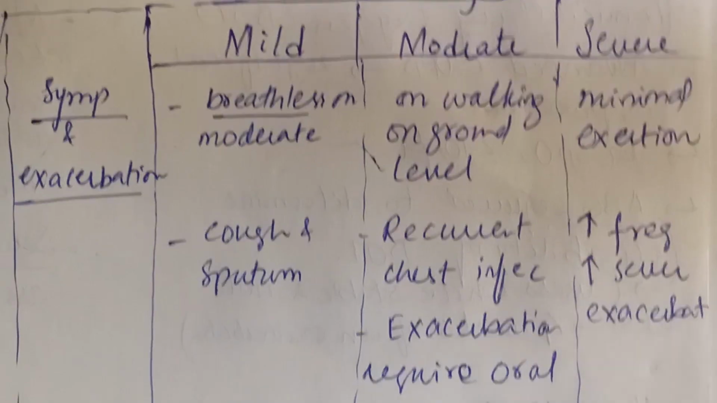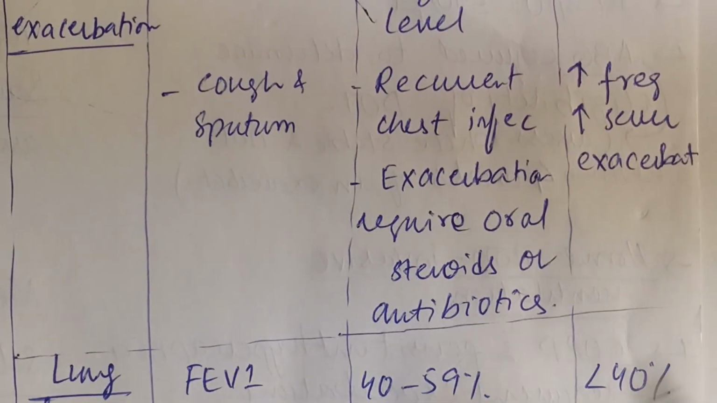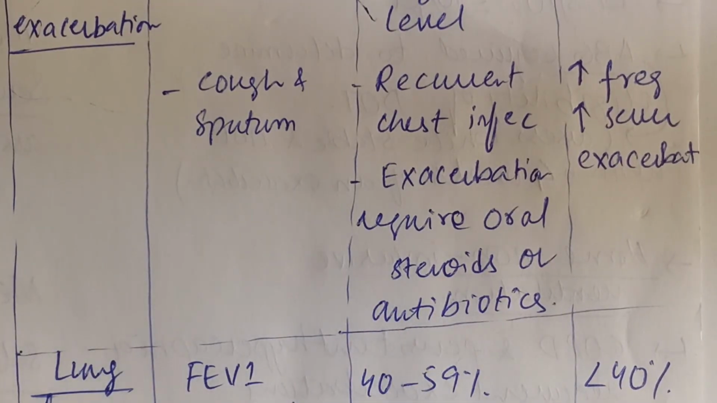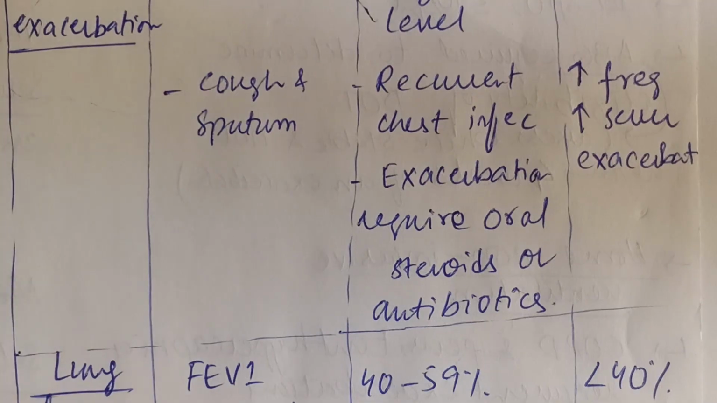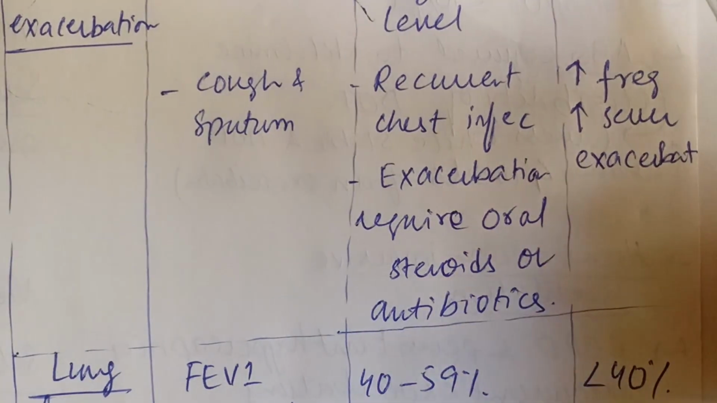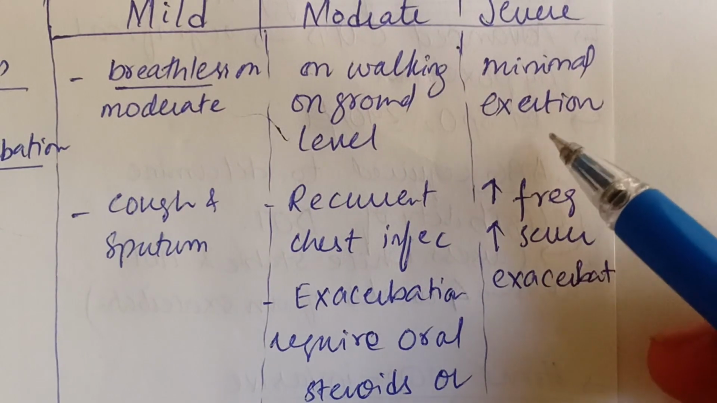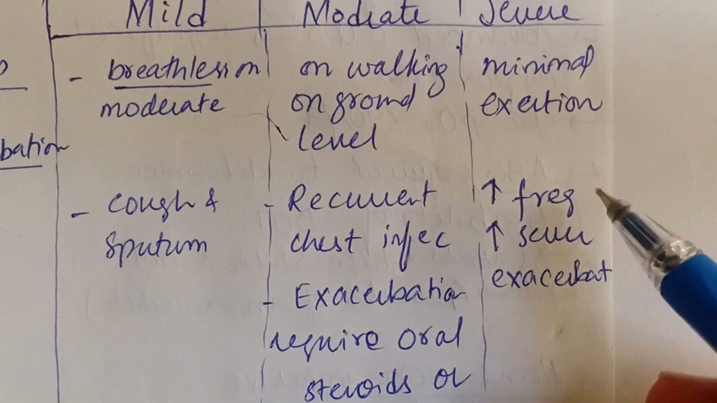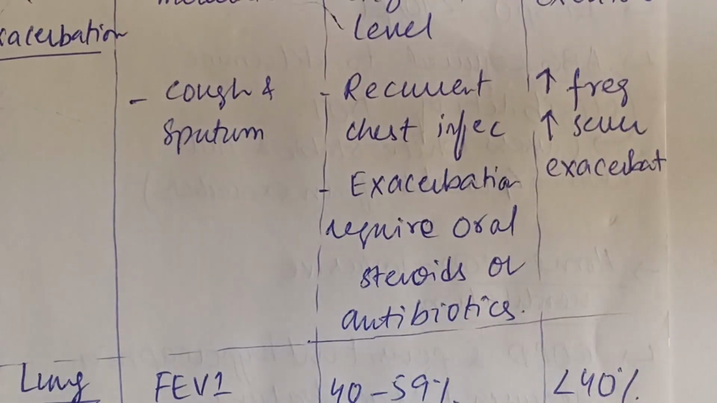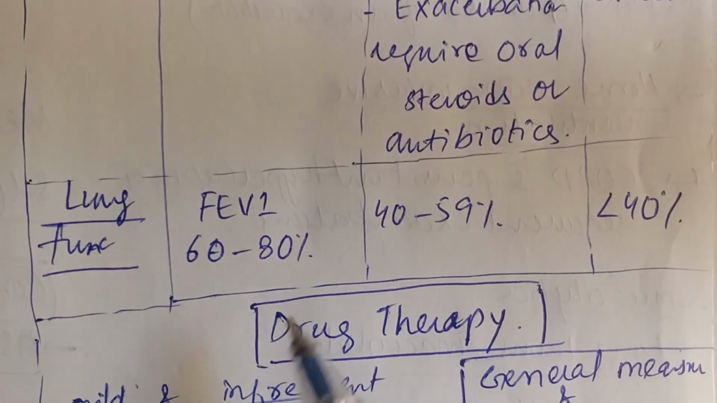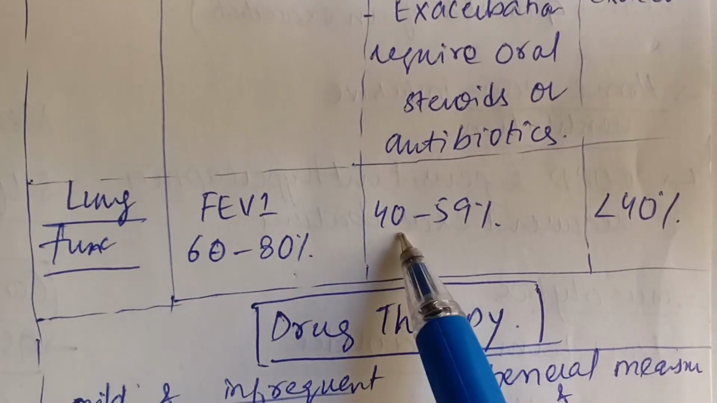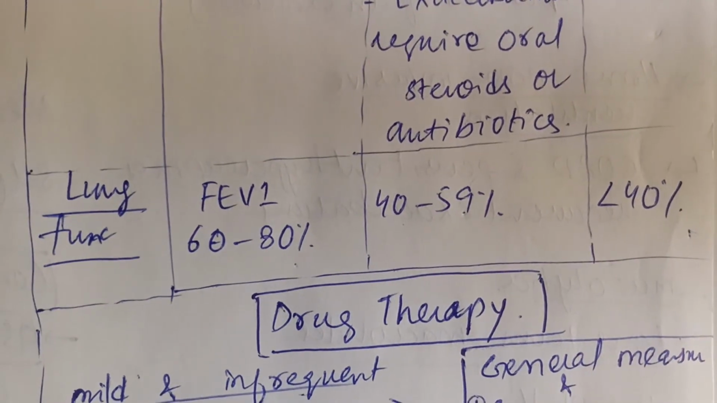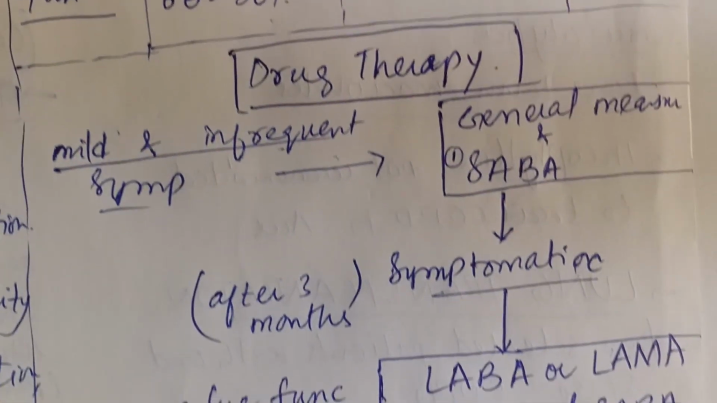There would be recurrent chest infections, and the exacerbations that the patient experiences would require oral steroids or antibiotics to get treated. In severe COPD, the patient will have SOB on minimal exertion, and the frequency and severity of exacerbations would be increased. According to lung function, FEV1 is 60 to 80% in mild, 40 to 59% in moderate, and less than 40% in severe.